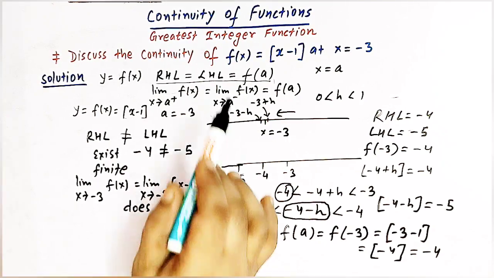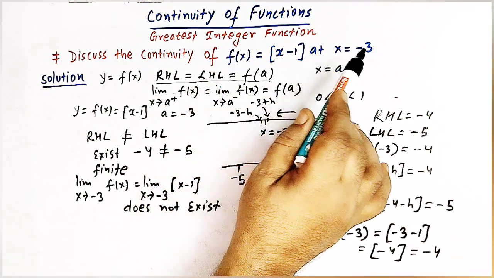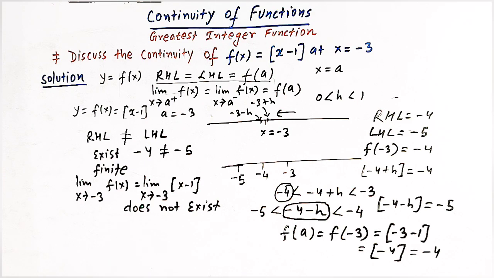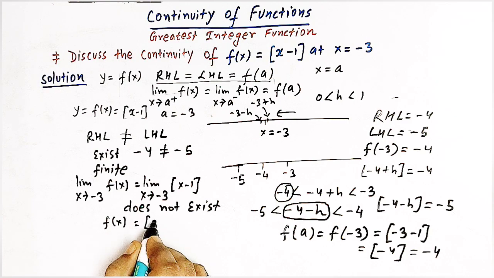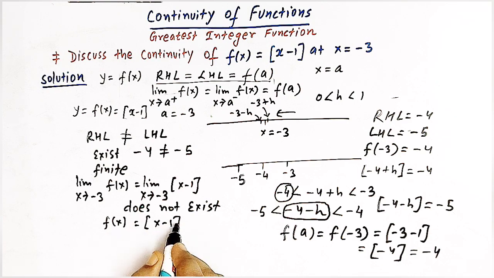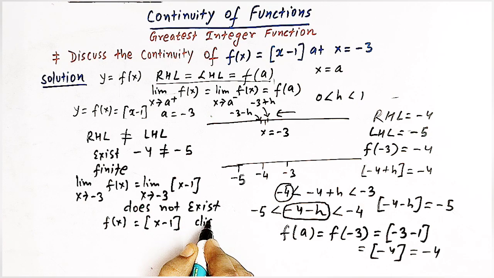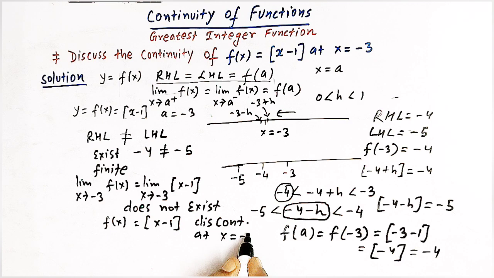So the limit of this function at x is equal to minus 3 does not exist. Hence we can say that the function f of x, that is greatest integer of x minus 1, is discontinuous at x is equal to minus 3.